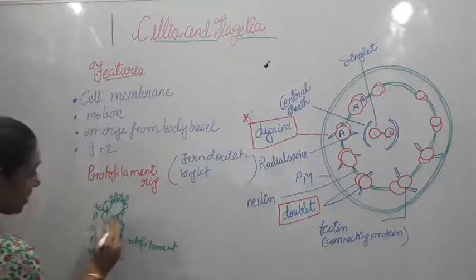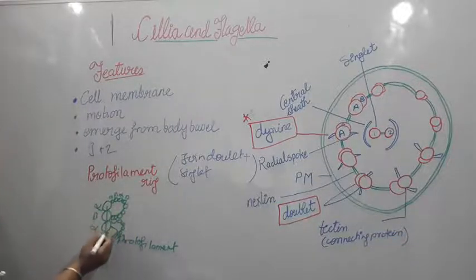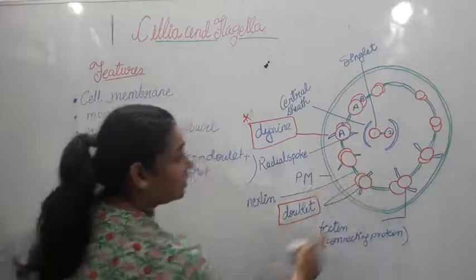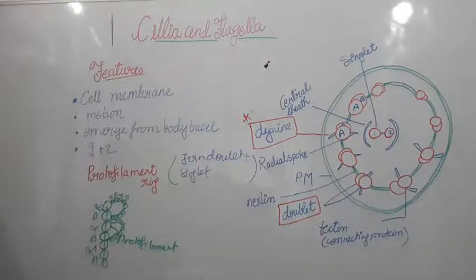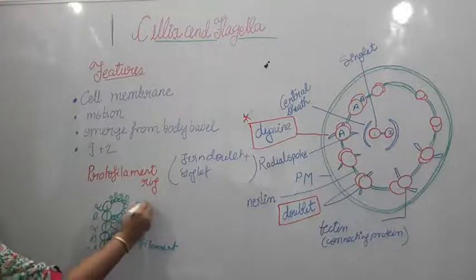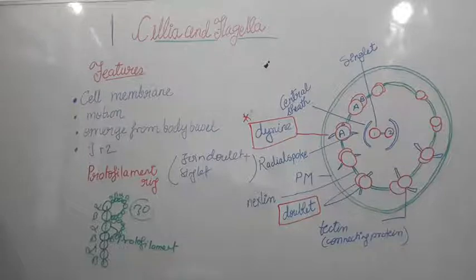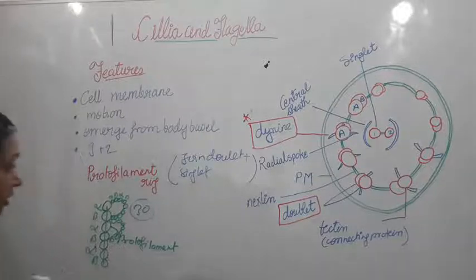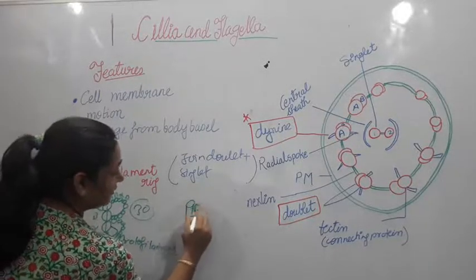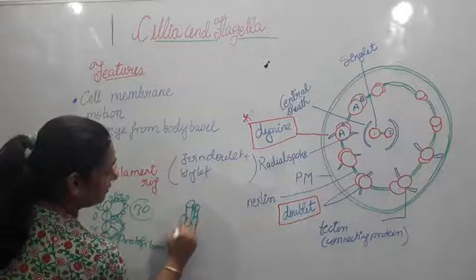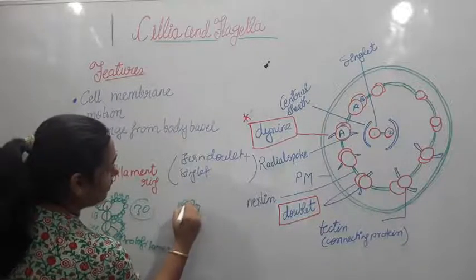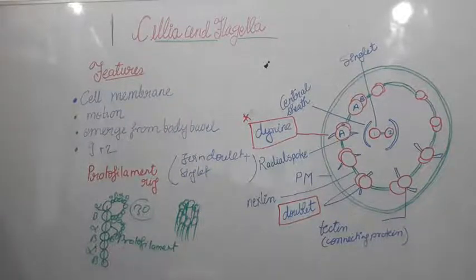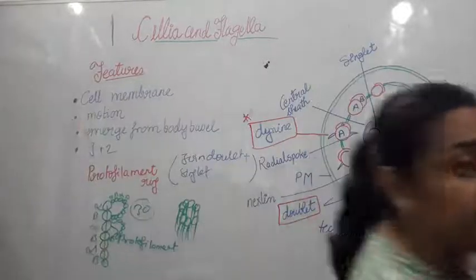So this circular structure which you are seeing, circle, circle, is actually your doublet, which has 30 protofilaments. If you observe it like this, you will see that this circular structure has 30 protofilaments like this, and it is making its circle. Hope this is now clear to you, how your doublet is made. So this much is about your cilia and flagella. Now further we'll see the next topic.